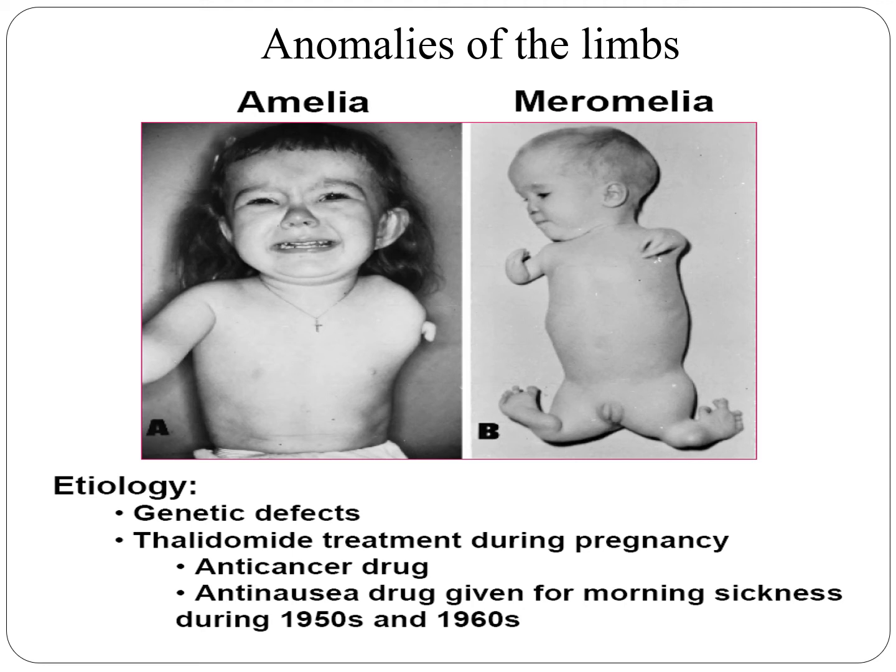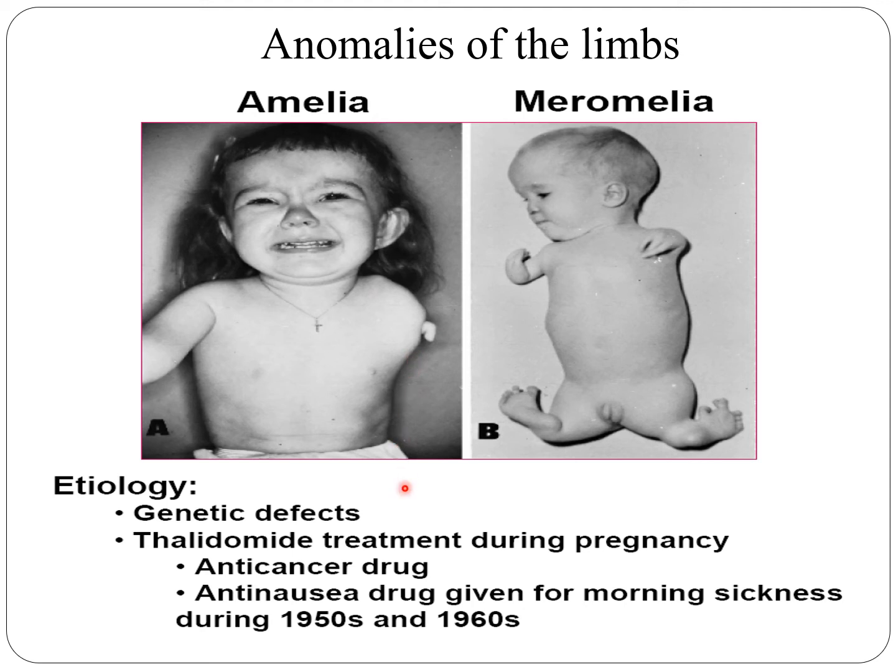Regarding anomalies of the limbs, if there is a complete absence of the limb due to maldevelopment, that condition is known as amelia. And if there is a presence of limbs but they are not completely formed, a partial presence of the limb, this is known as meromelia. So meromelia is a partial formation of the limbs and amelia is absence of the limb.